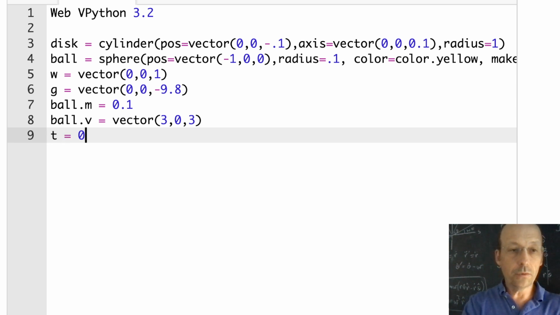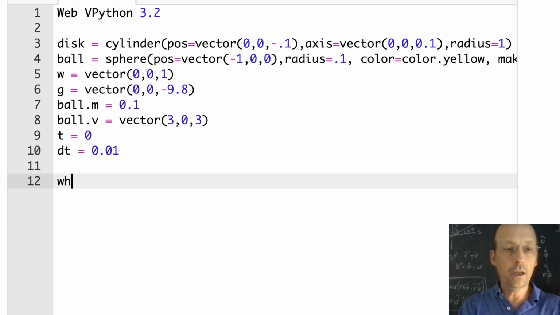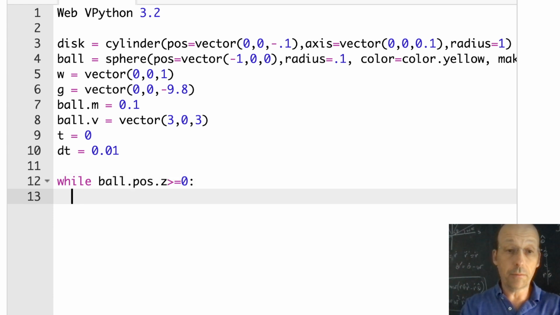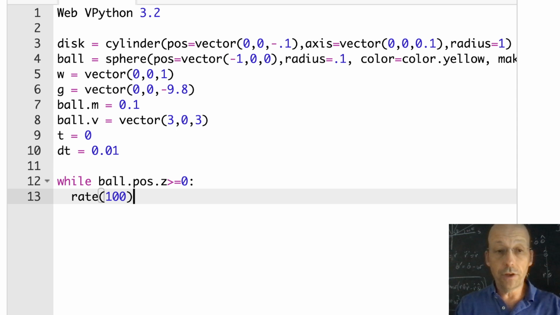Okay, t equals 0, dt equals 0.01, while ball.pos.z is greater than or equal to 0, because I don't know how long to run it, but I want to run it until it gets back down there. Rate 100, that just means only do 100 cycles per second, so it animates in real time.